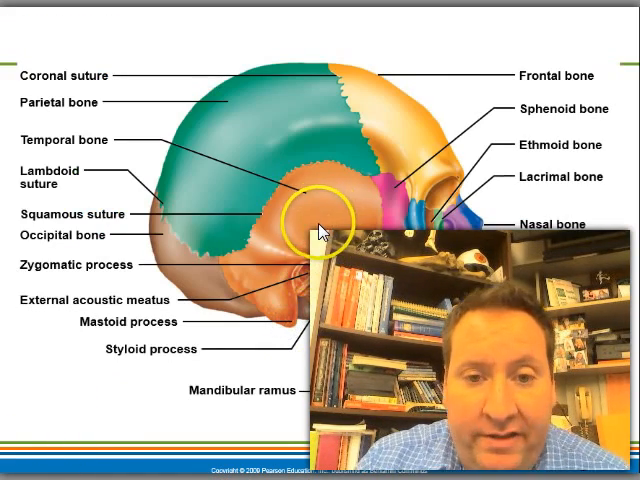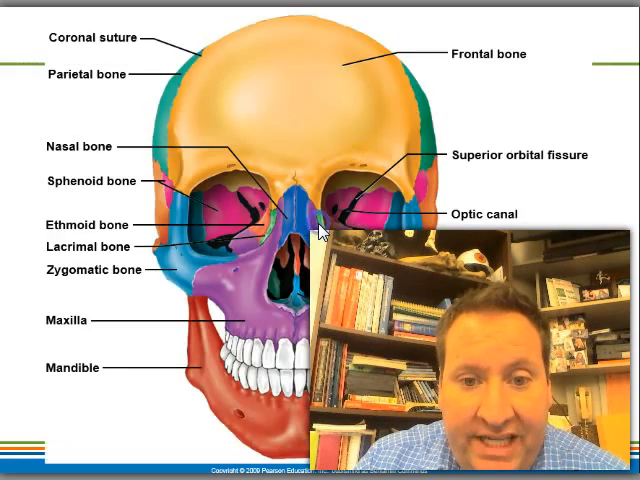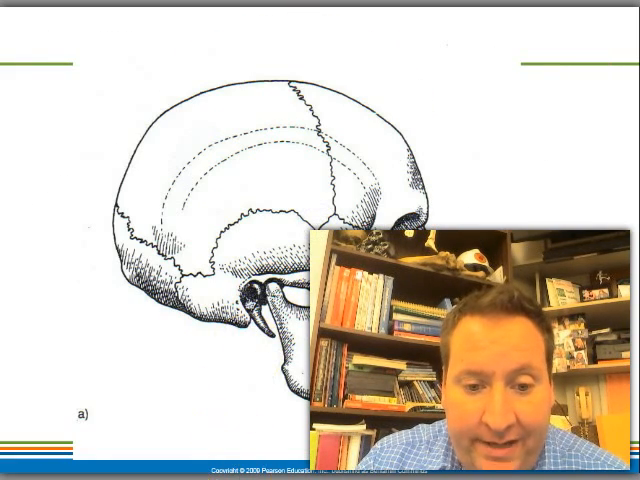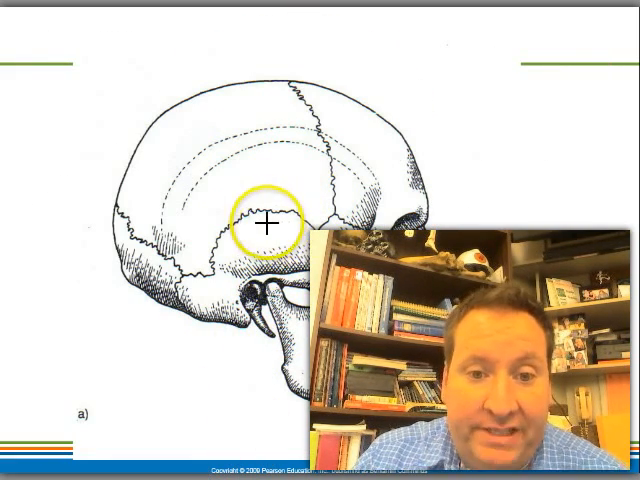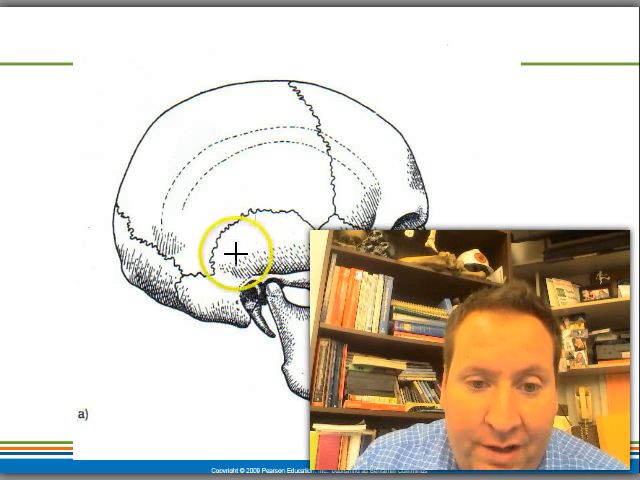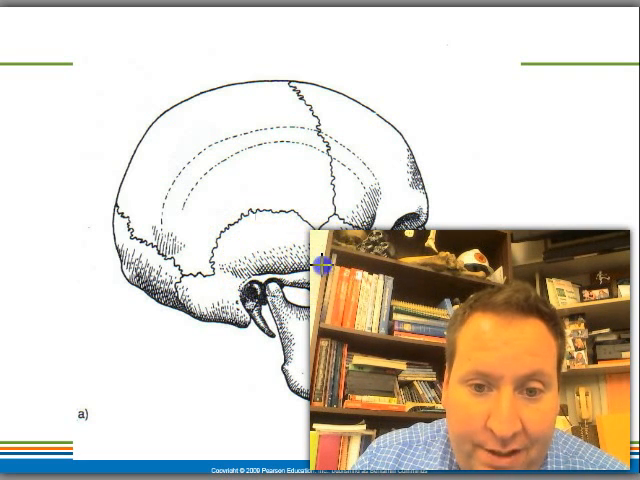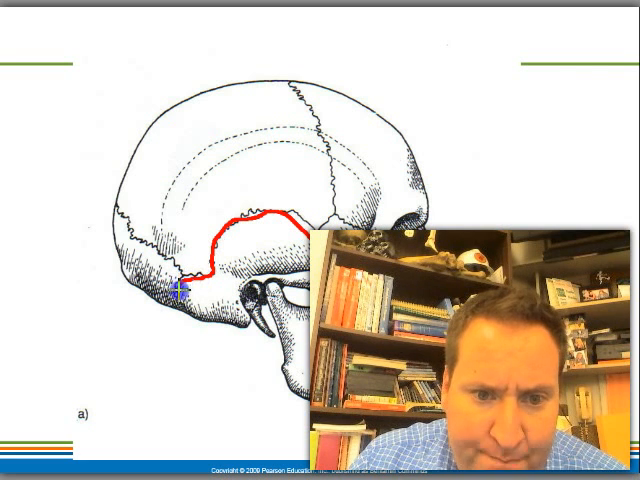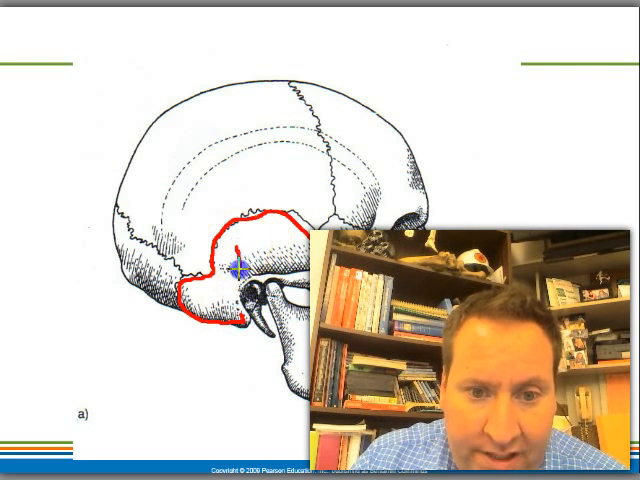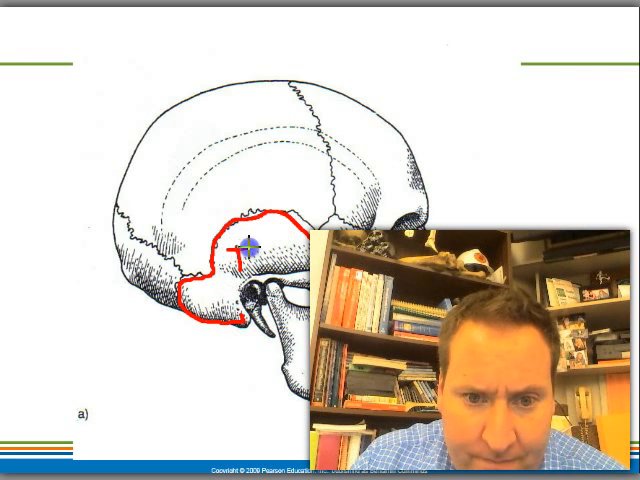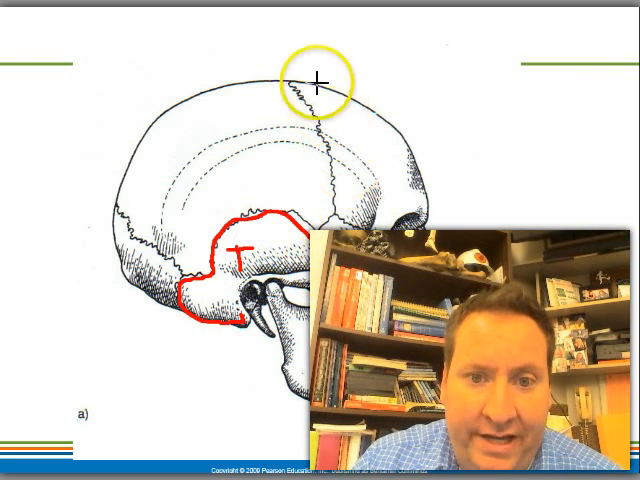So when I take a look at the skull itself, some of the key bones that we had to identify, the very first thing that we did is we came in and we put a muscle right here, the temporalis muscle. And the bone that's here is called the temporal bone. So this is the temporal bone. I'll mark it with a T. That's your temporal bone that's sitting right there.